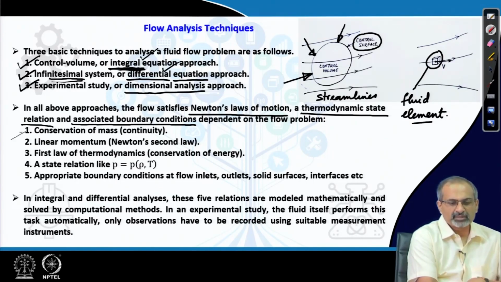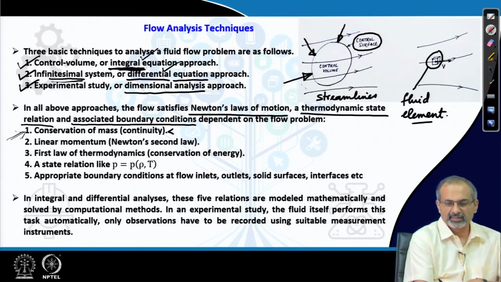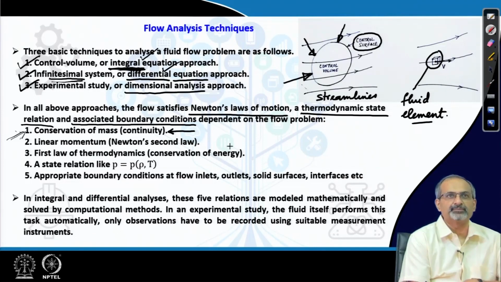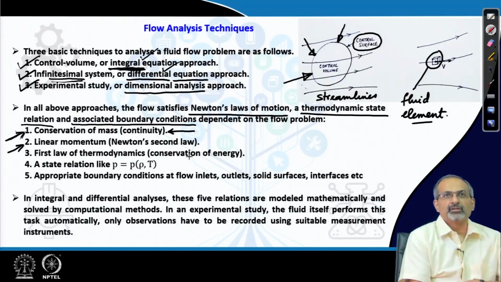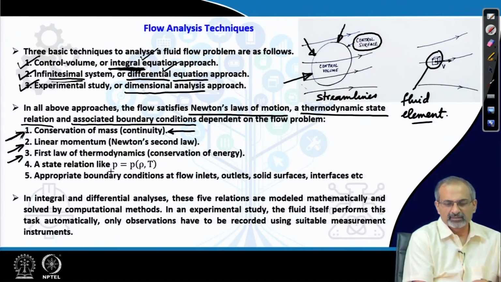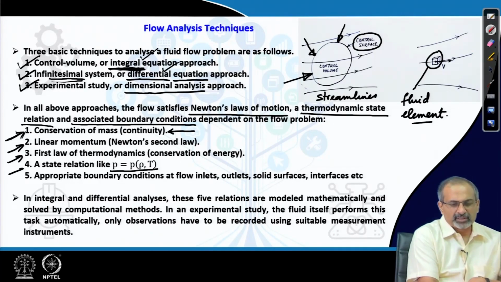For example, mass conservation has to be assured under any circumstances. So, that comes through what is called a continuity equation. The momentum conservation comes in through the application of Newton's second law to a fluid volume. So, that conserves linear momentum. The first law of thermodynamics talks about the conservation of energy. The thermodynamic state relation could be something of this sort, that pressure is expressed as a function of density and temperature, and then appropriate boundary conditions.